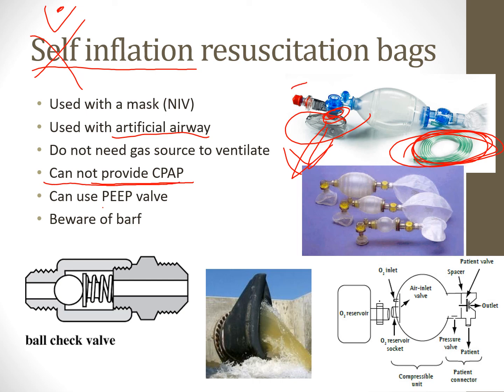We can put a PEEP valve, a little valve, at the end of these, and what that does is keep pressure in there after we've squeezed the bag. It just lets the air out with resistance when the gas is coming back out of the patient. So it's like a PEP device, a positive expiratory pressure device, but it does not provide continuous positive airway pressure, right?